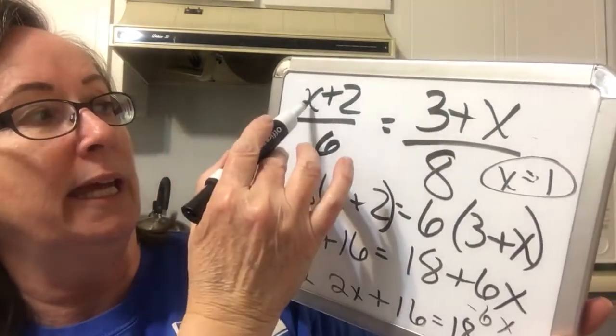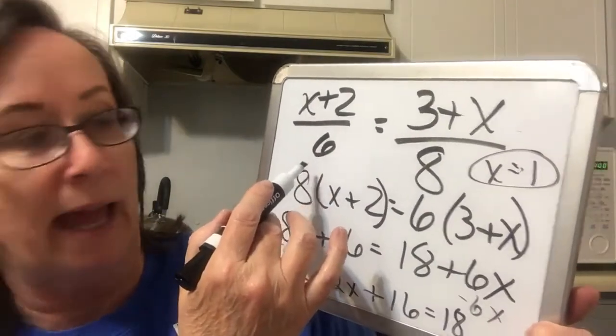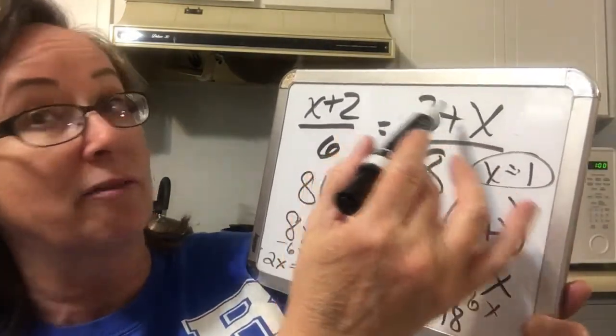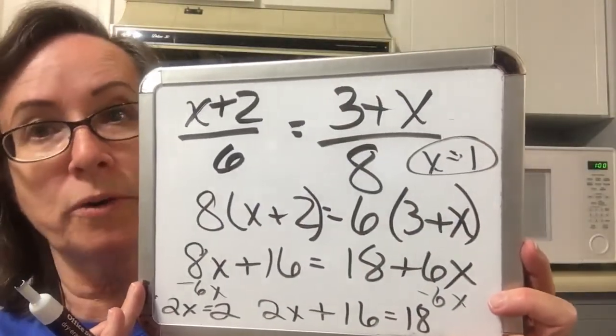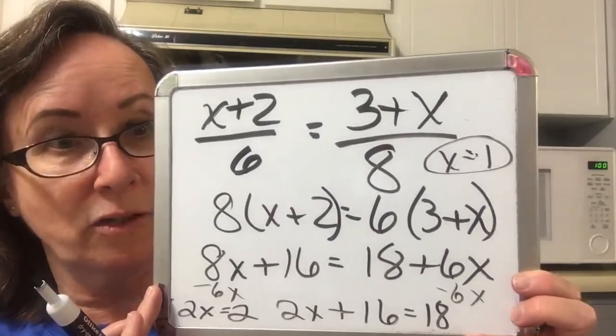And if I plug in a 1 here, I get 3/6, which is a half. If I plug in a 1 here, I get 4/8, which is a half. And a half is equal to a half. Therefore, the answer, x is 1, is correct. Okay, so we're almost there. So now we're going to solve a formula for a variable. And the first one we're going to do is t is n over little r minus big R, and we're going to solve it for the variable r.